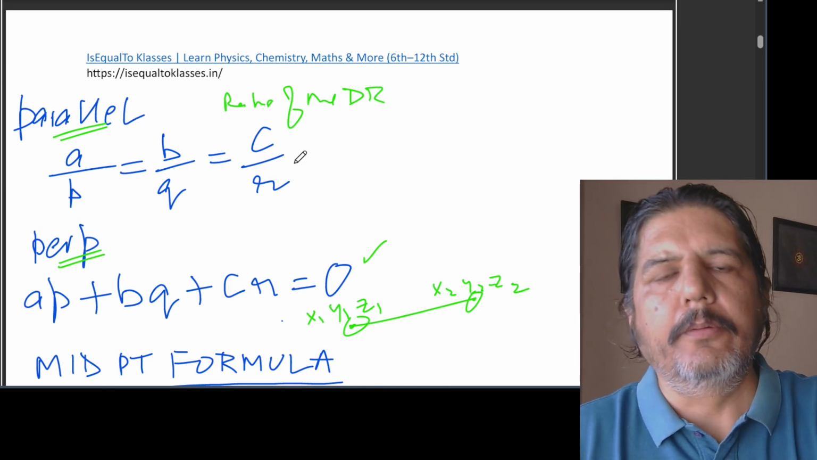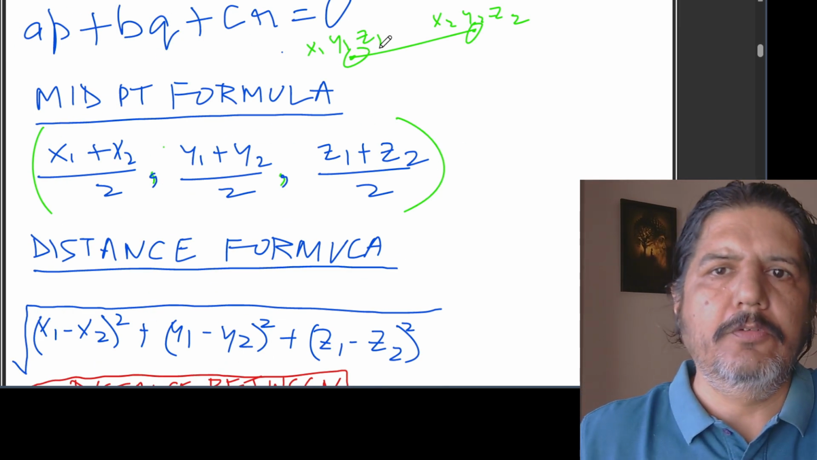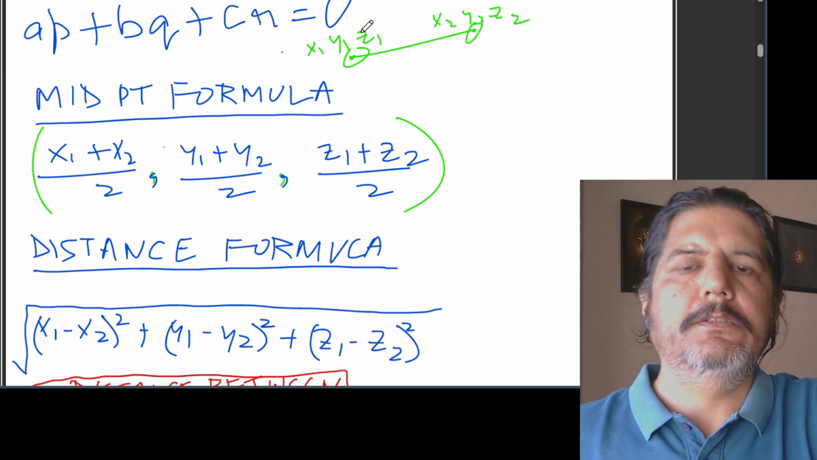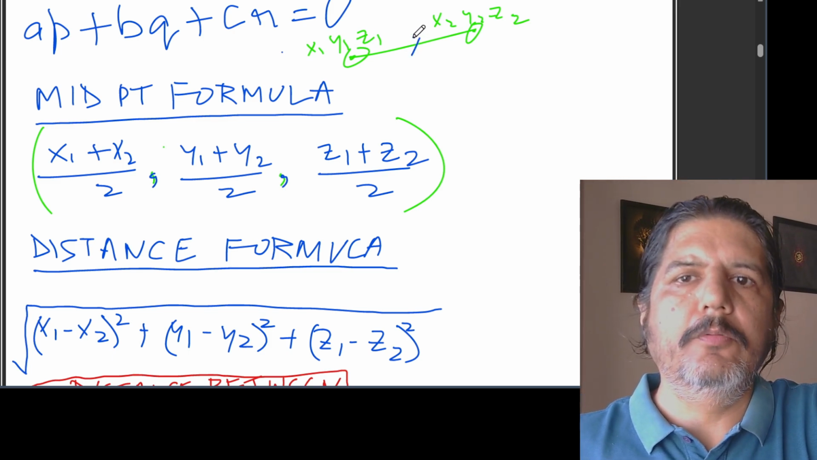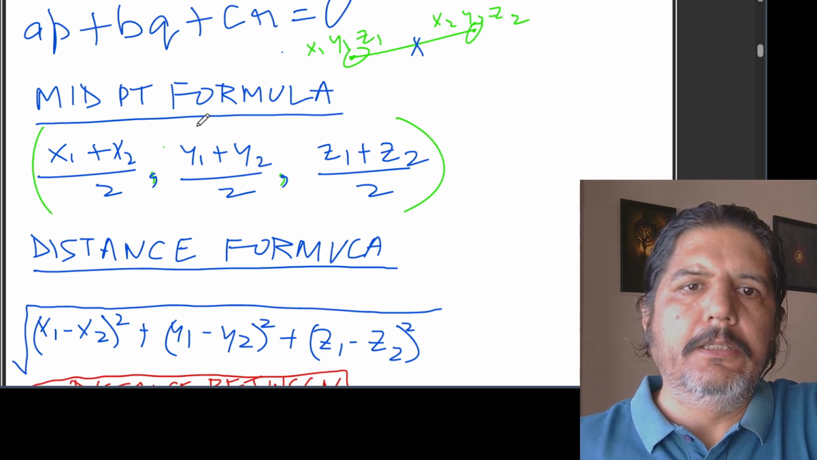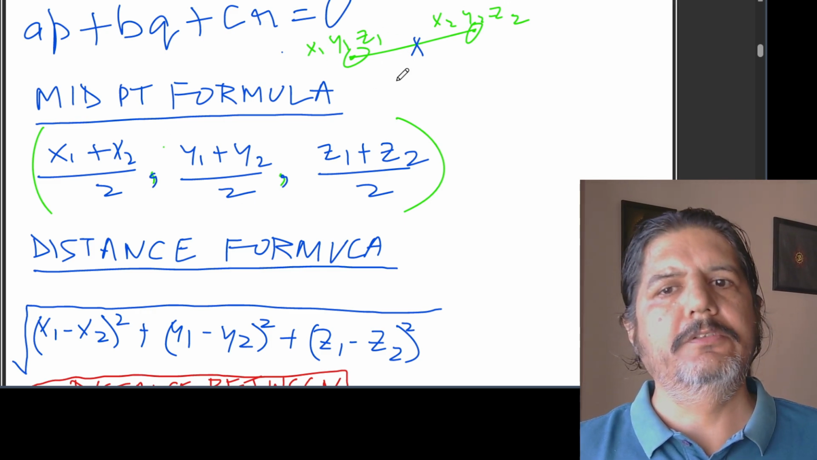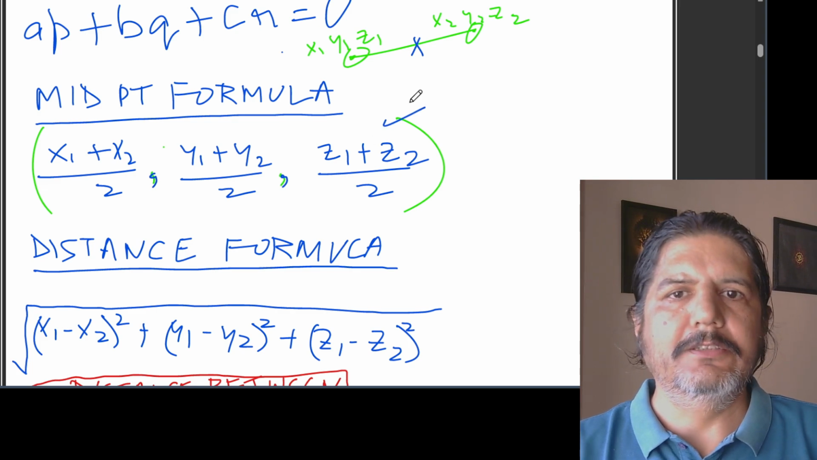Now let's look at the midpoint formula. For points x1, y1, z1 and x2, y2, z2, let us assume that I want to find the midpoint of the line joining these two points. Then the midpoint would be given by x1 plus x2 by 2, y1 plus y2 upon 2, z1 plus z2 upon 2. So this is how the midpoint formula is given.